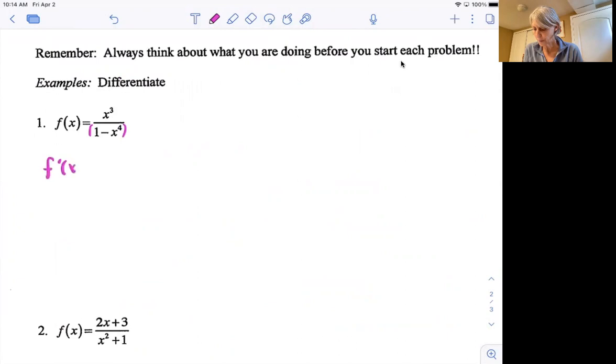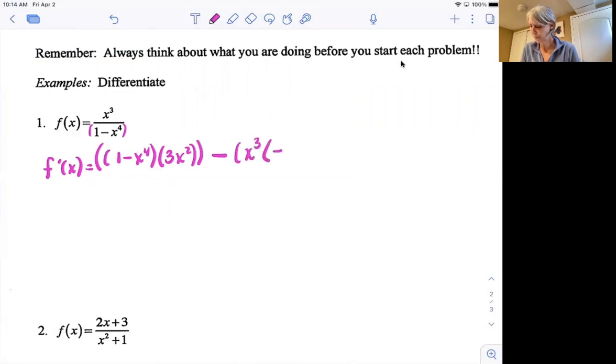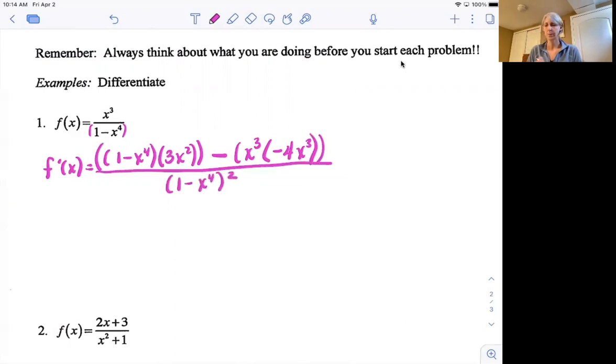My derivative is the bottom function times the derivative of the top. Remember, that's one piece, minus the top function times the derivative of the bottom over the bottom squared. We're going to clean up the numerator, but leave the denominator alone. That's okay.